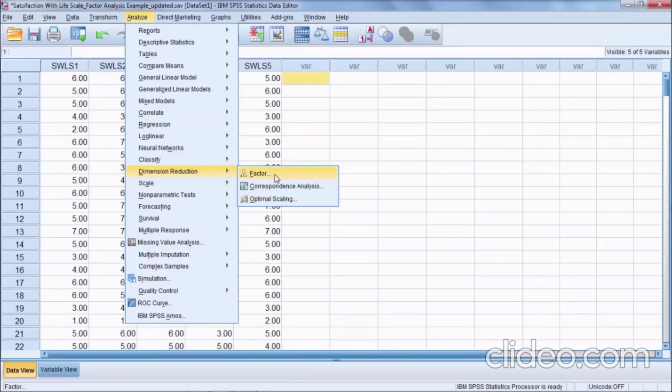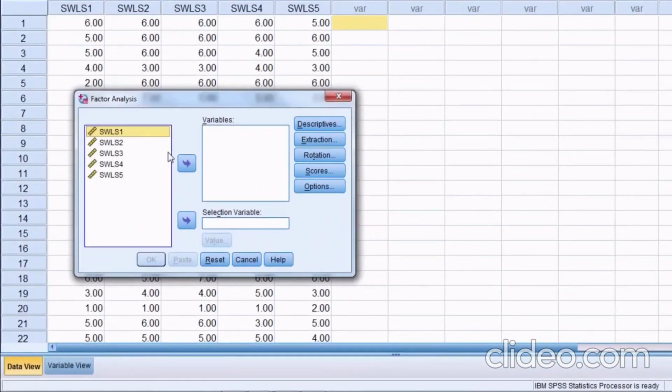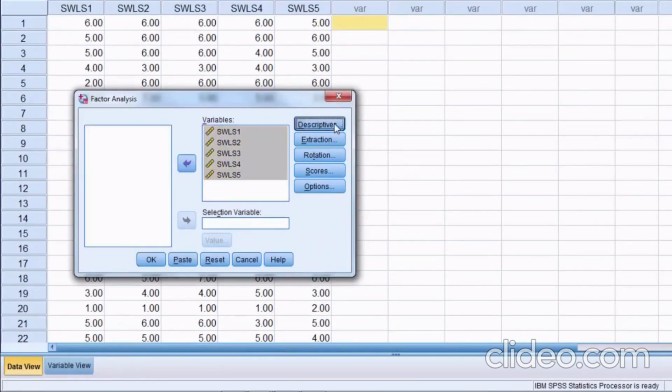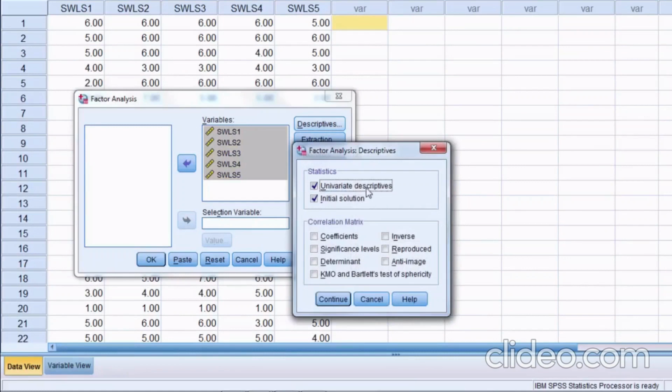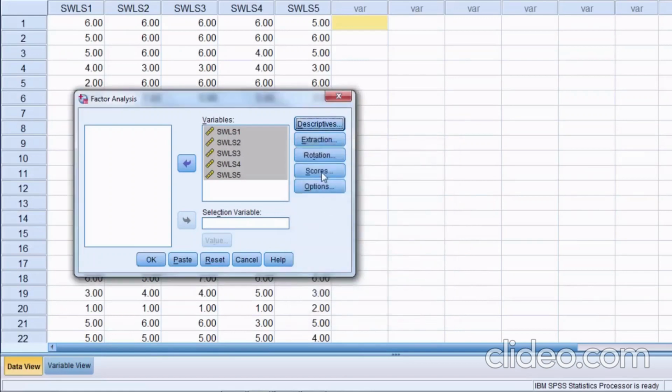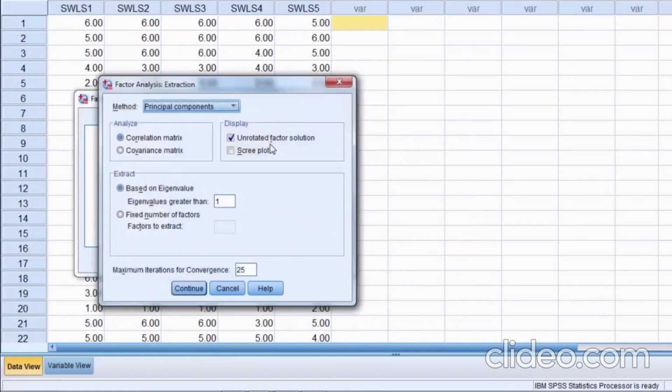So let's go ahead and select factor, and then move all our variables over to the right. Go ahead and select descriptives, and we'll select univariate descriptives to get some univariate descriptive statistics on each of our variables, and also select KMO and Bartlett's test of sphericity. Then we'll click continue, and next we go to extraction, and notice here by default that the method is principal components, which I mentioned that we're going to run today, so that's good. We want to leave that selected.